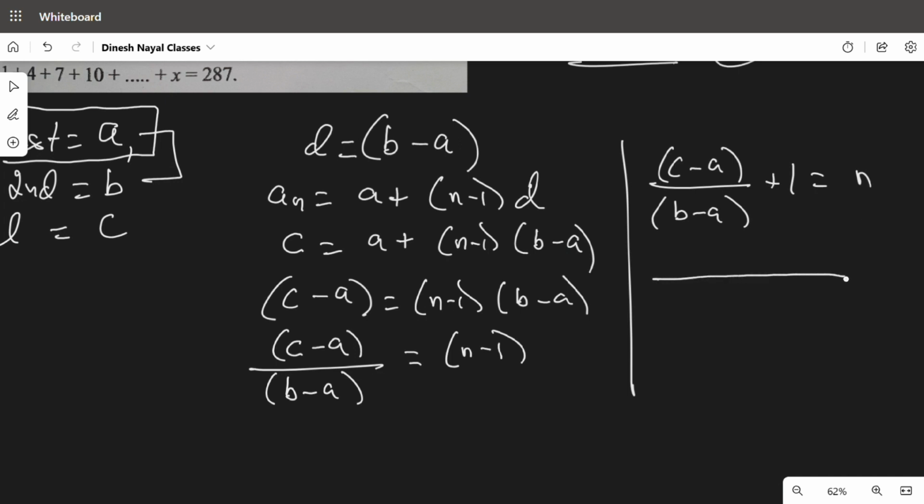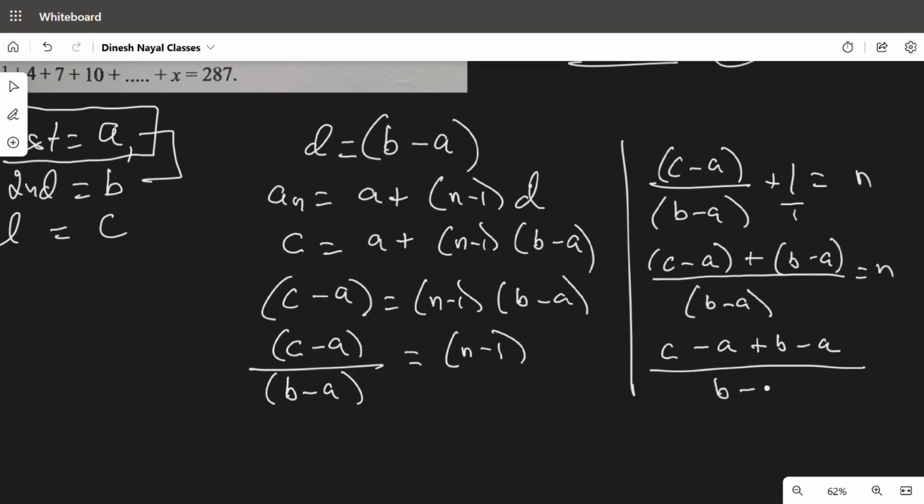Now what is the LCM? LCM is B minus A, because you just have 1 over here. So you can write C minus A in bracket, plus B minus A, because 1 times B minus A will be minus A, equals n. So now open the bracket: C minus A plus B minus A upon B minus A equals n.